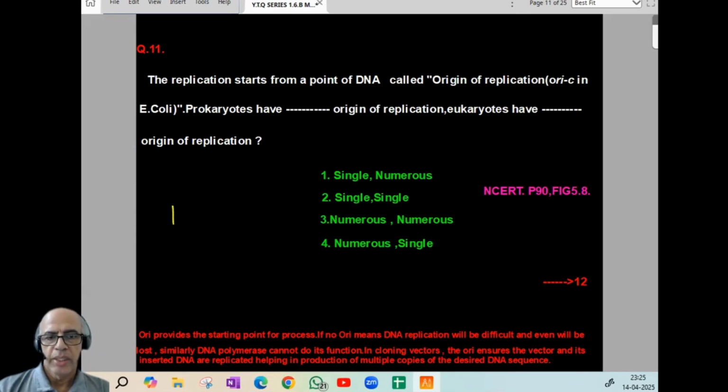Single and numerous. Now below you can find some statements. See what the importance of ORI is, why it is formed. ORI provides the starting point for the process. If there is no ORI, DNA replication will be difficult and even lost. Similarly, DNA polymerase cannot do its function. In cloning vectors, the ORI ensures the vector and its inserted DNA are replicated, helping in production of multiple copies of the desired DNA sequence. So for the 11th one, option is 1.